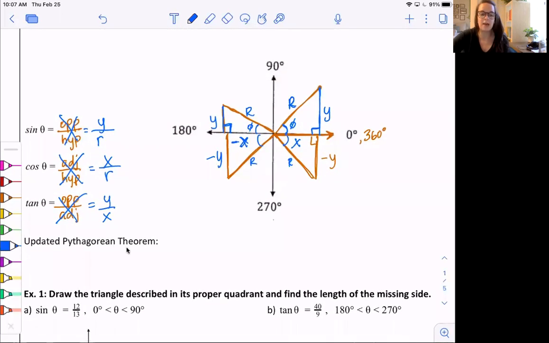All right, so if I'm thinking about my updated Pythagorean theorem, our baby Pythagorean theorem, a squared plus b squared equals c squared. What would our updated Pythagorean theorem be if we were using x, y, and r? Feel free to come off mute if you'd rather not type. Yes, absolutely. It'd be x squared plus y squared equals r squared. I'm going to put x first just because I like it better. X squared plus y squared equals r squared.